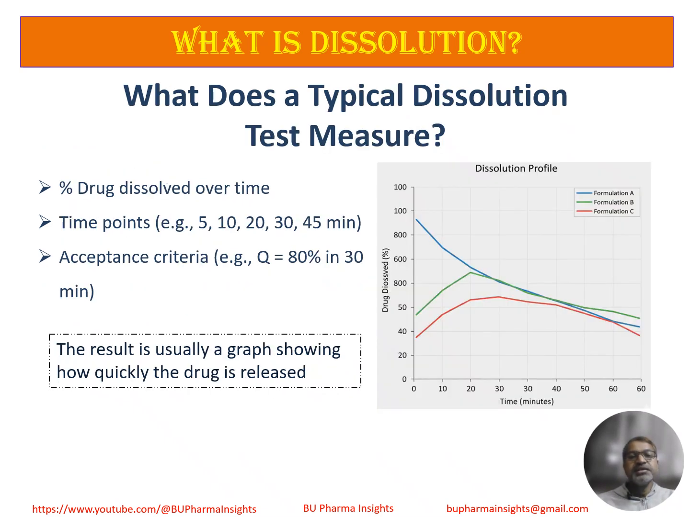So, what does a typical dissolution test measure? A typical dissolution test gives us the percentage of drug release at different time points like 5, 10, 20, or 30 minutes. We often use a criterion such as Q equal to 80% in 30 minutes, which means at least 80% of drug must dissolve by the 30-minute mark. The result is usually plotted as a dissolution profile, showing drug release over time.